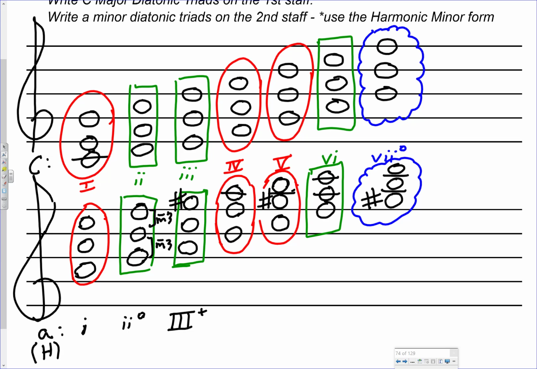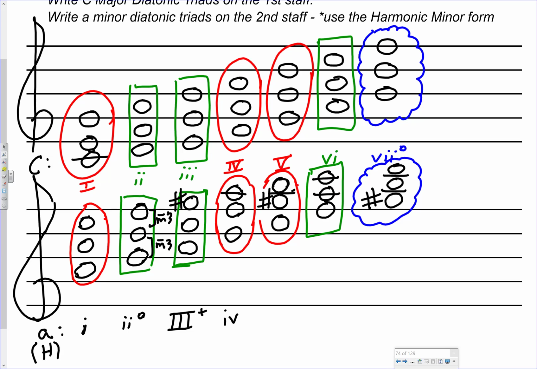Let's observe the 4 chord, or the subdominant chord, in A harmonic minor. We have a D to an F, a minor third, and an F to an A, a major third, making the 4 chord in A harmonic minor a minor triad.